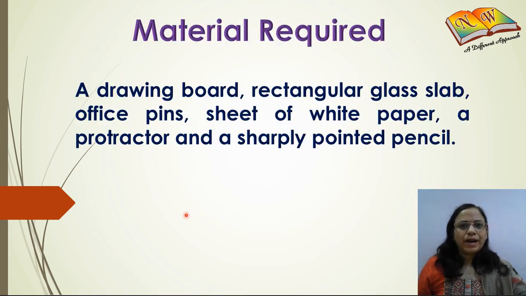So the material required for performing this experiment is, you will need a drawing board, a rectangular glass slab, some office pins, a sheet of white paper, preferably an A4 size sheet, a protractor, and a sharply pointed pencil. So let us see how the experiment is to be performed.